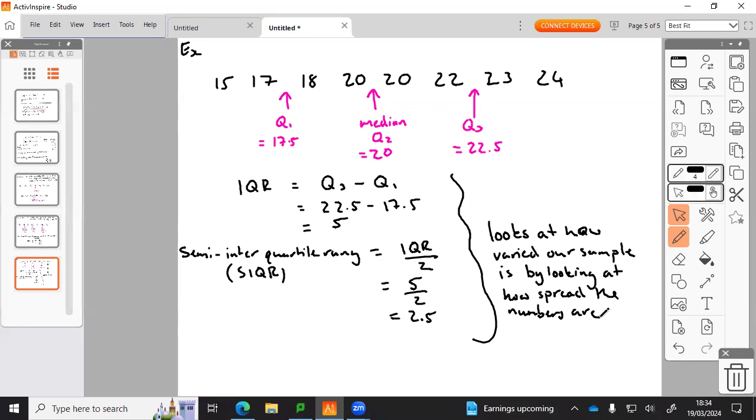So with box plots, what you draw out is your lowest number, Q1, Q2, Q3, and then your highest number, done to scale.